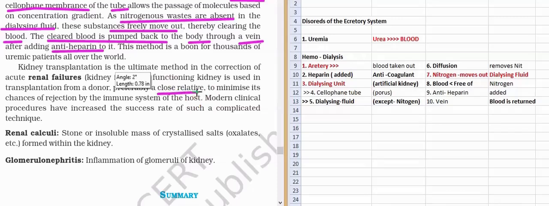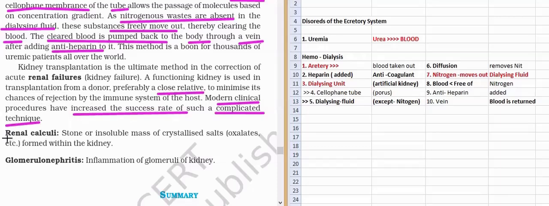That too we have to check. The doctors will check with a method whether the body will accept it or not. If it is accepted, then it's good. If it's not accepted, they will still replace the kidney, but with the help of some immunosuppressing agents. So the modern clinical process has increased the success rate of such a complicated technique. Nowadays that's possible with some drugs.